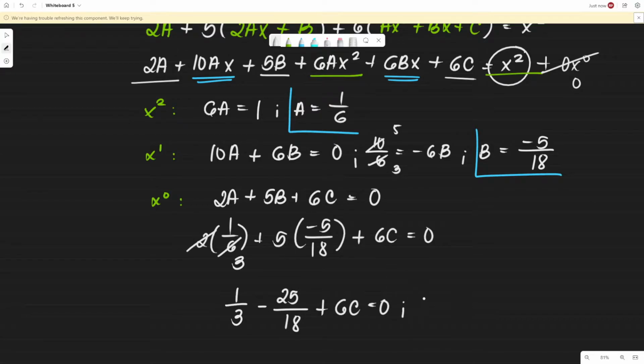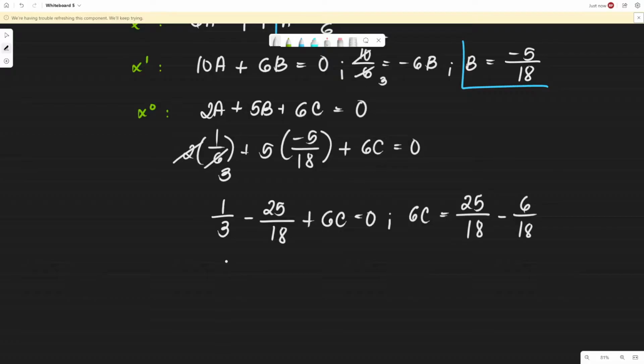So, we have here 6c is equivalent to 25 over 18 minus 1/3. So, para at least ma-subtract natin agad, kunin ko na lang yung LCD nila. No? So, ano LCD ng 3 and 18? That is 6. No? So, we have 6 over 18. Ayan. Okay, so therefore, no? So, 6c is equivalent to 19 over 18.